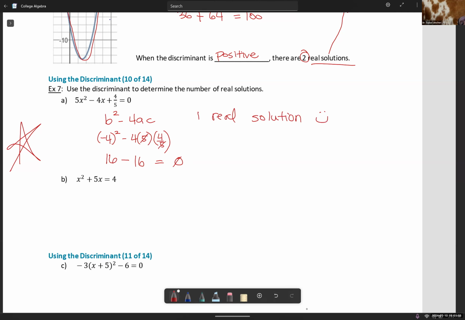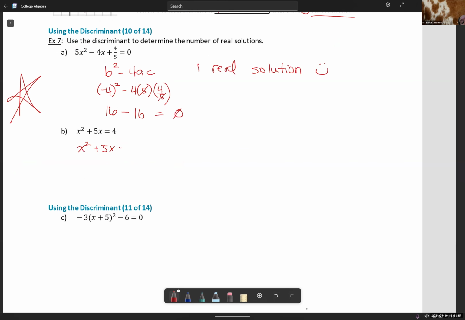Here, I'm going to do this again, but I'm going to write it in standard form first. So then when I do B squared minus 4AC, I know that it's 5 squared minus 4 times 1 times -4. That's 25 plus 16. That's 41. That's a positive number. So we're going to have two real solutions.